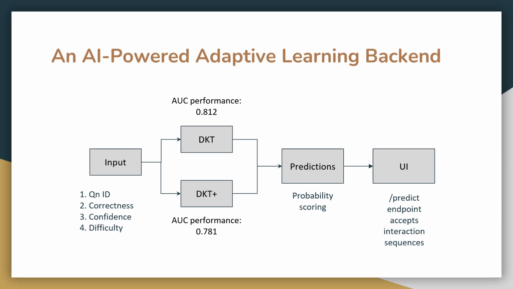Now, the parameters that it takes in are firstly the question ID, the correctness, which is just a binary value 0 or 1, because all the questions in this Eduverse are multiple choice questions. And lastly, it takes in the confidence level of the student, which is also reported by the student while answering questions. And lastly, the difficulty on a scale from 0 to 2, 0, 1, and 2 indicating easy, medium, and hard.